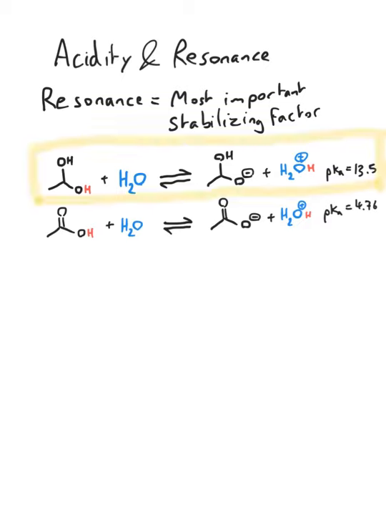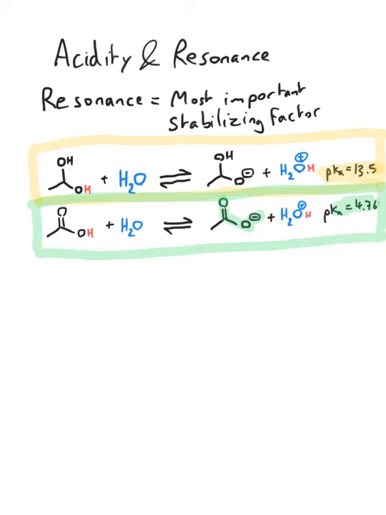In the first example, we have no resonance stabilization and we get a pKa of 13.5. Whilst in the second case, we get a pKa of 4.8 just because of resonance stabilization of the conjugate base. Remember that pKa is a logarithmic scale, so that is in fact practically 9 orders of magnitude difference. There's a huge difference in acidity.